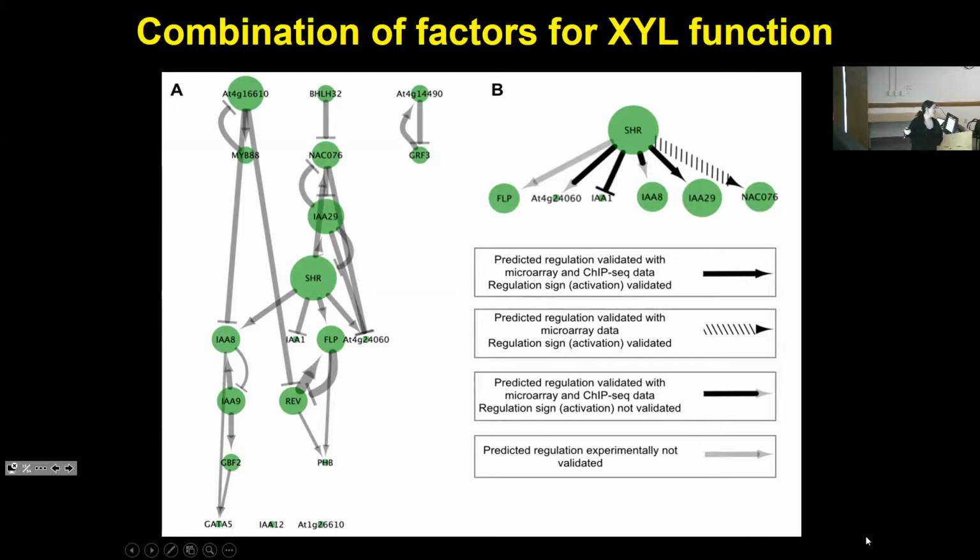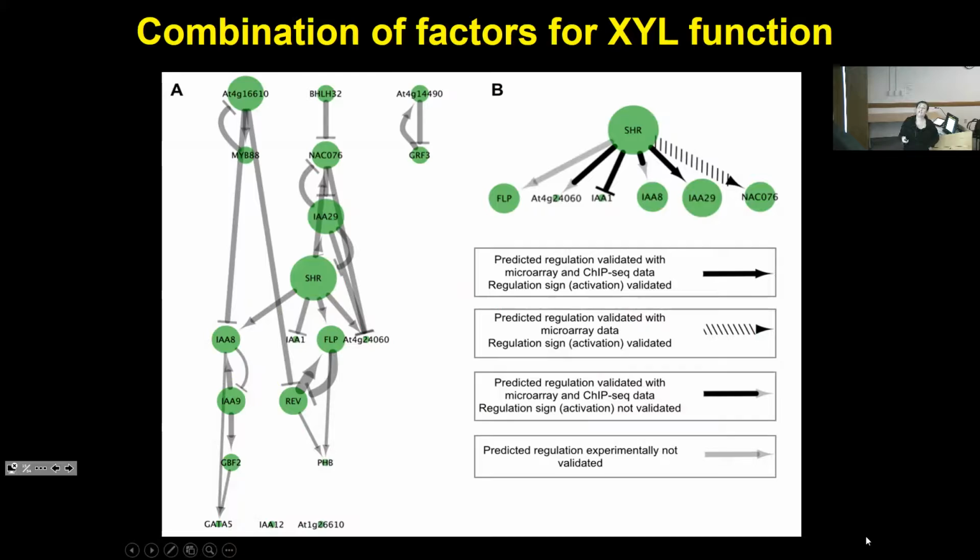And so what we could find in this network, 1, 2, 3, 4, 5, 6: five out of the six downstream genes were confirmed by chromatin immunoprecipitation and by gene expression profile. We still have one that is not confirmed, but we're working on using a new molecular technique to see if this is a real target or a false positive.